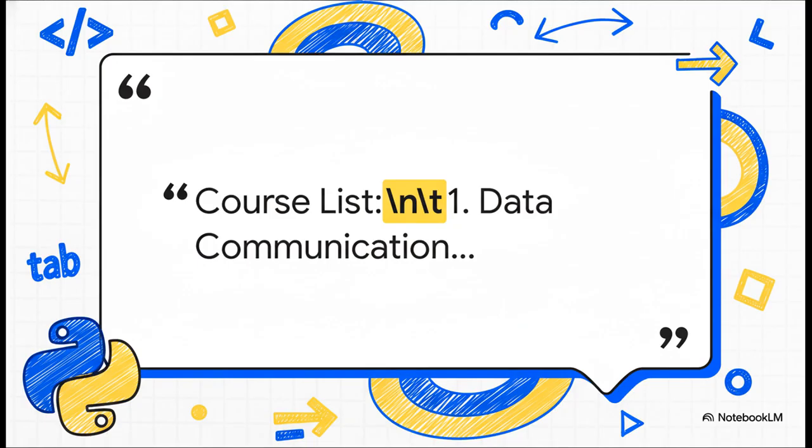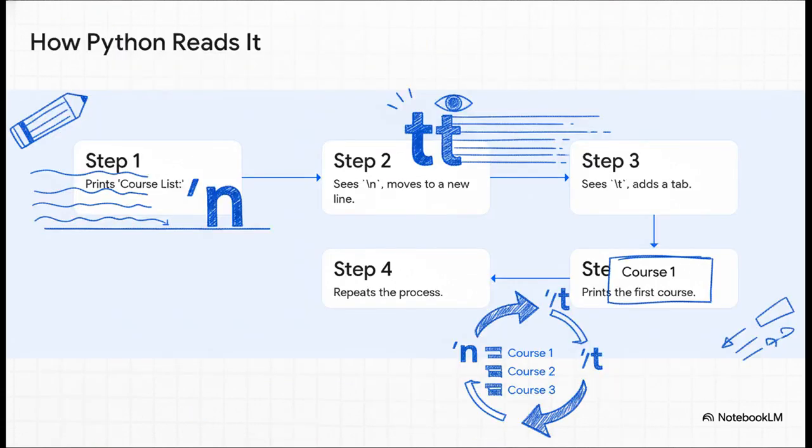Now, I know, looking at this string, it seems a little chaotic, right, with all those backslashes. But don't worry, there's a simple logic to it. Let's walk through exactly how Python interprets this step by step. Okay, let's put on our Python interpreter hats for a second. First, it sees course list and prints that out. Simple enough. Then it hits that \n. What does it do? It immediately drops down to a new line.